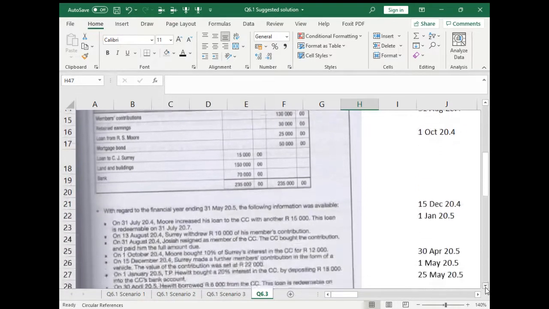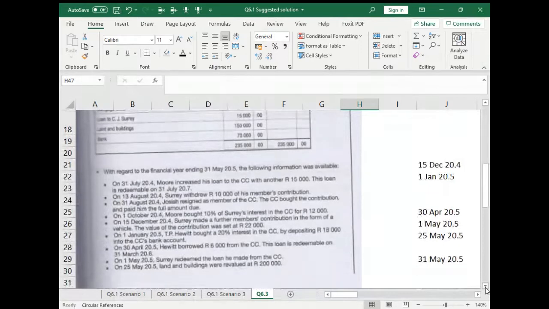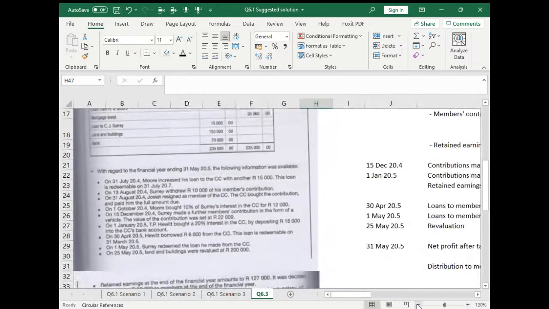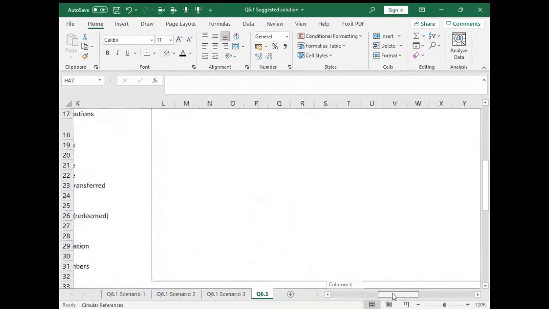Okay, let's look at what information they give you as well. So they tell you with regard to the financial year end, the following information was available. So on the 31st of July, Moore increased his loan to the CC with another 15,000. This loan is redeemable at the 31st of July 2007. Okay, so what we're going to do is as we go through the transactions, we're going to update the schedule as well. So let me just make it slightly smaller. Okay, so let's start with the schedule, and we start with the opening balances.